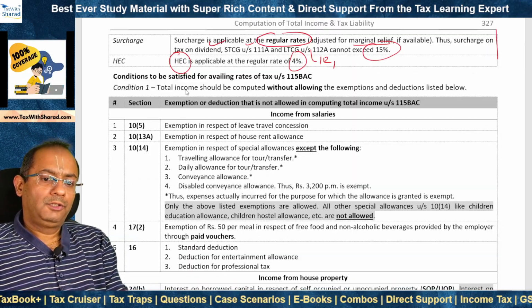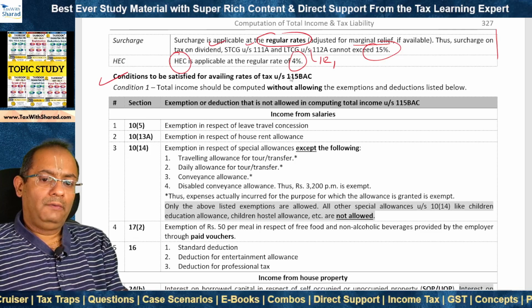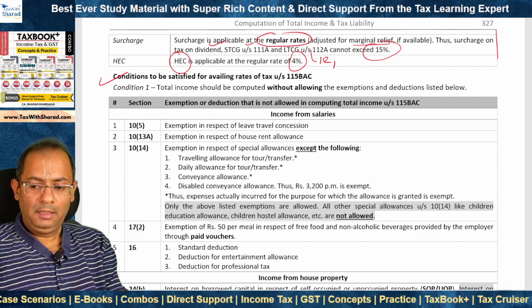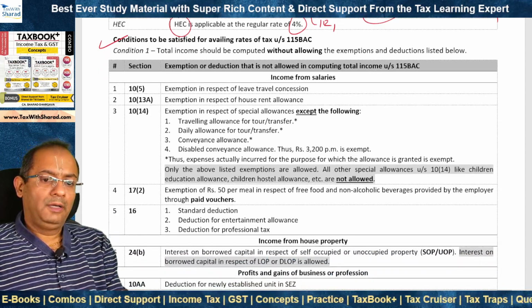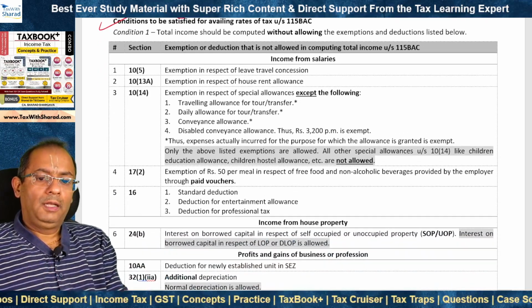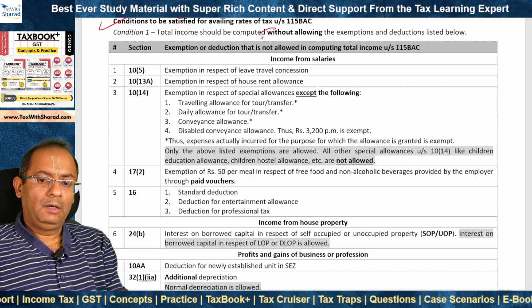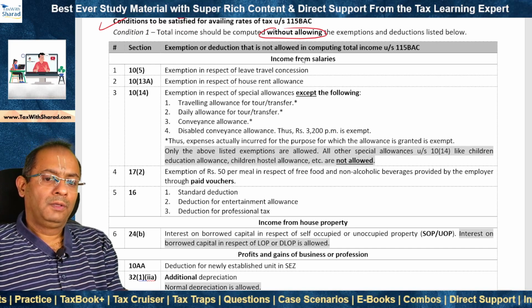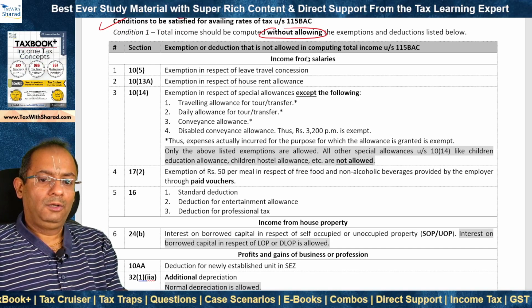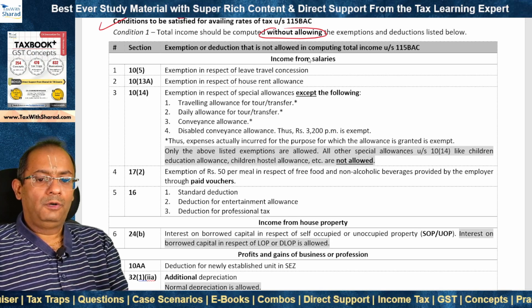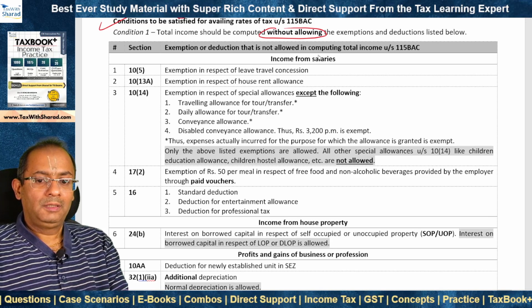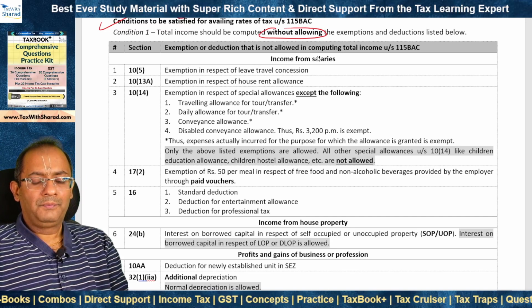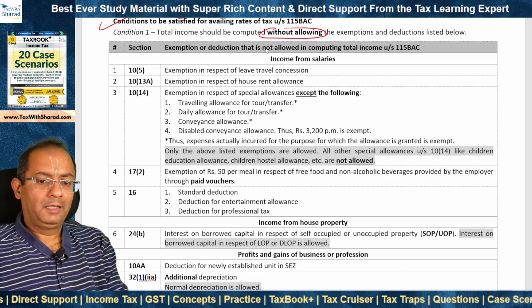There are certain conditions to be satisfied for availing the concessional rates of tax under section 115BAC, and now we will look at these conditions. So condition number 1, the total income should be computed without allowing the exemptions and deductions which are listed below in the table. So these are not allowed, the assessee cannot avail. That's why the government wants the assessee to forego these exemptions and deductions, and consequently the government provides the benefit of a concessional rate of tax to the assessee.